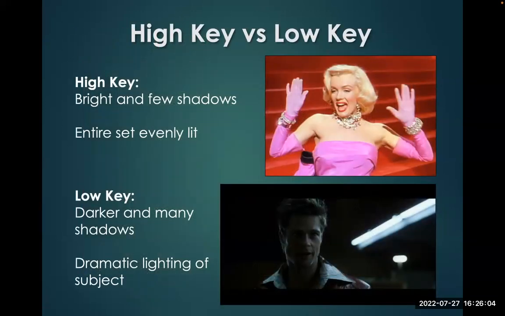So moving on, we have high key versus low key. High key is very bright, few shadows. The entire set is evenly lit. We see an example here with Marilyn Monroe in a musical where the whole stage is going to be used.